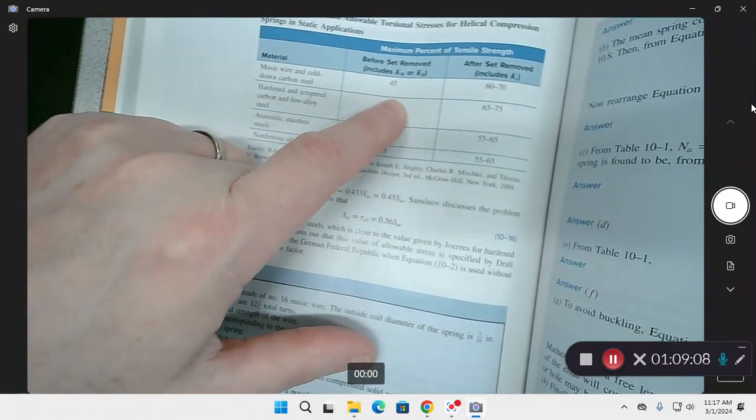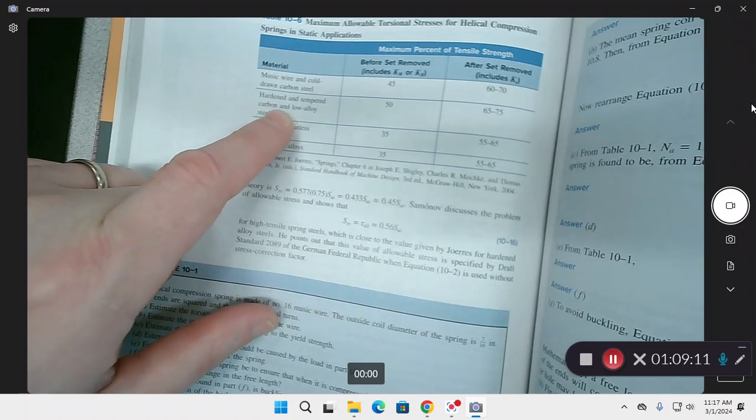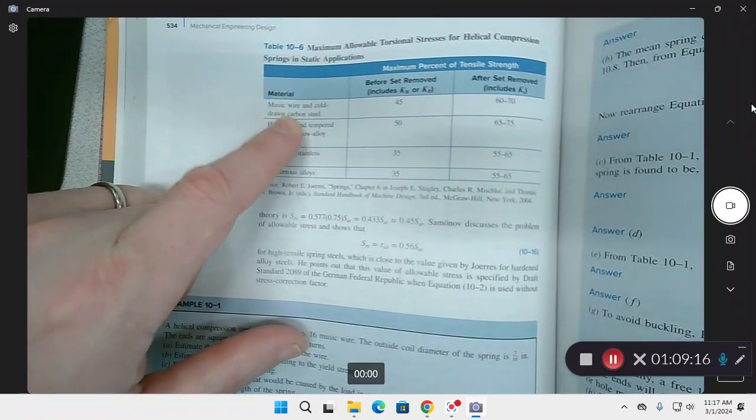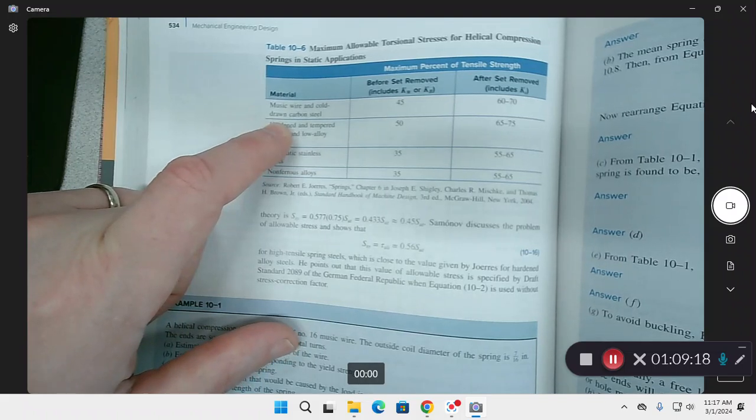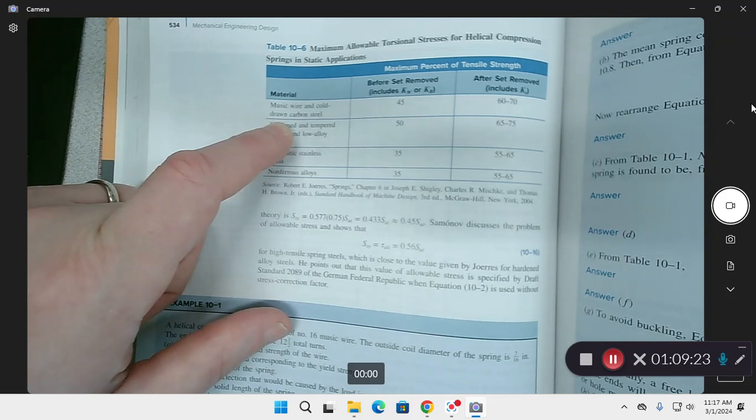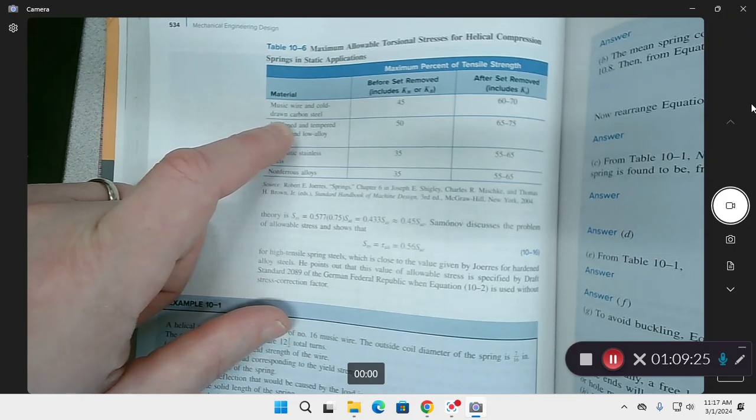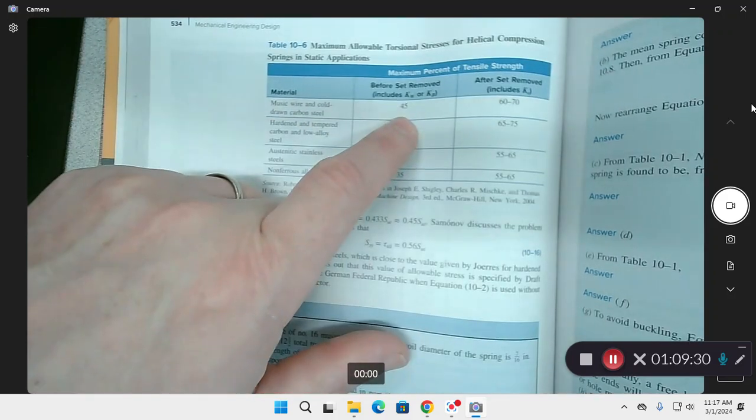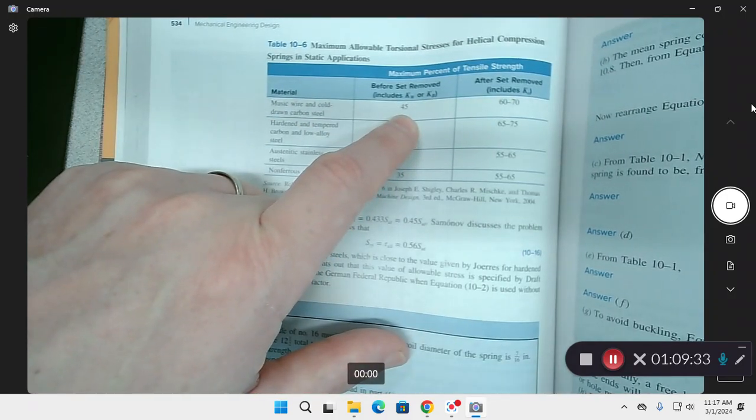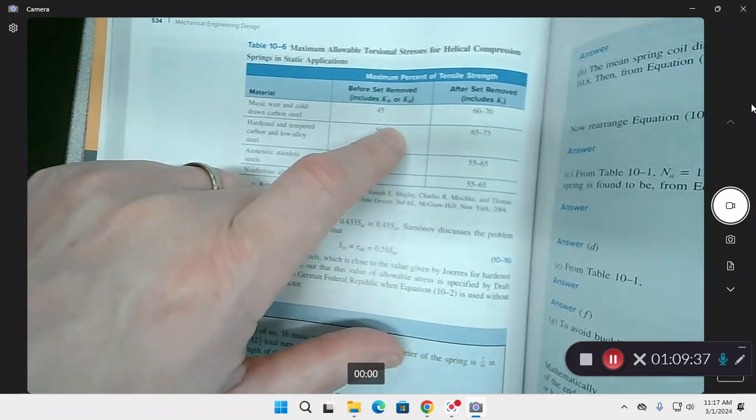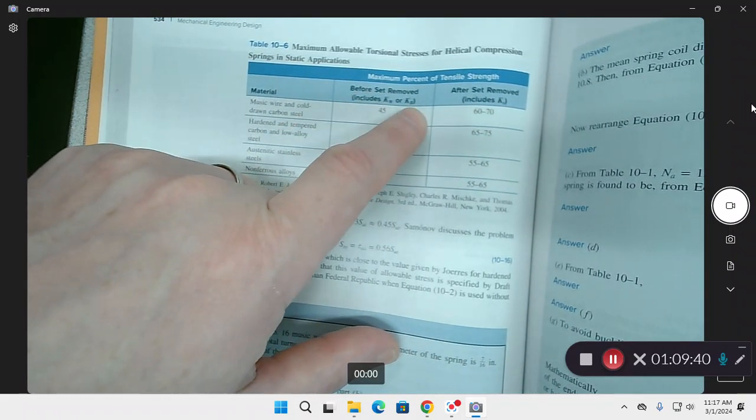Most of the time I just go right down to here. Here's hardened, here's music wire, cold drawn, but we're hard drawn. Is cold drawn and hard drawn the same? They sound like they could be the same. I should read it a little bit closer, but I think 45 is the way to go. And we have to decide, is it before the set removed or after the set removed? I think we're always doing this.